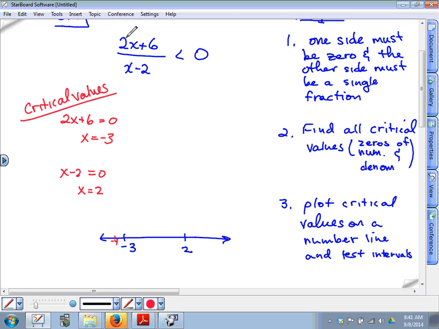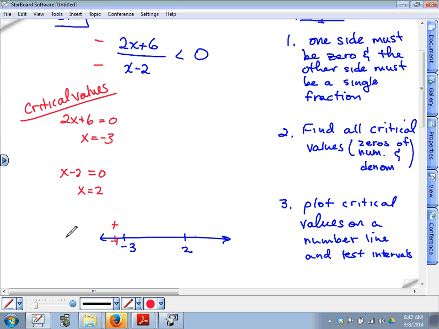If you plug in a -4, you're going to get a -8 plus 6. What is that? That's negative, right? If you plug in a -4 down here and subtract 2, that's another negative, right? But what's a negative divided by a negative? A positive. Okay, now, just so we can be sure here, -4 produced a positive number, yes?